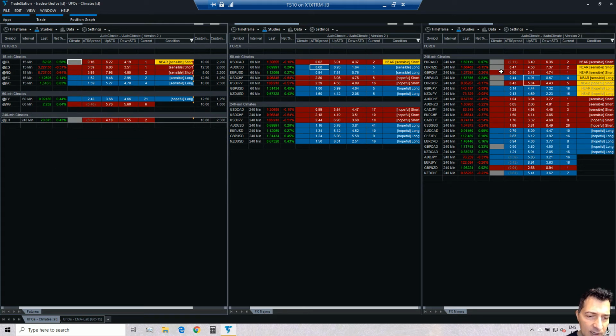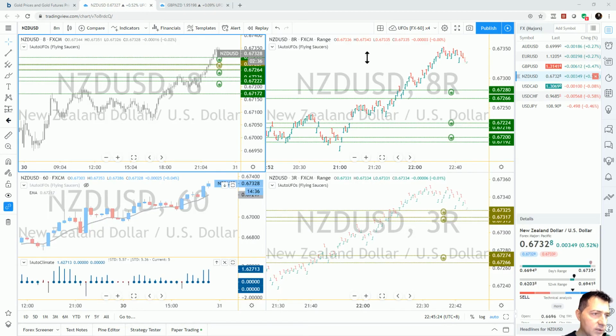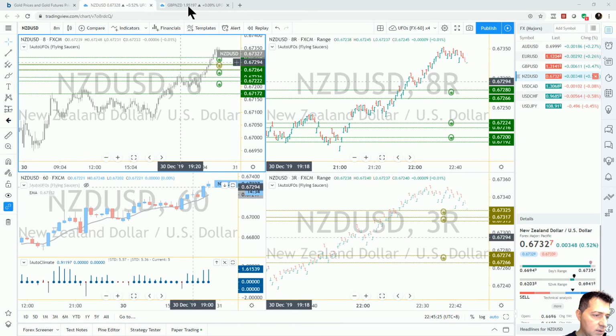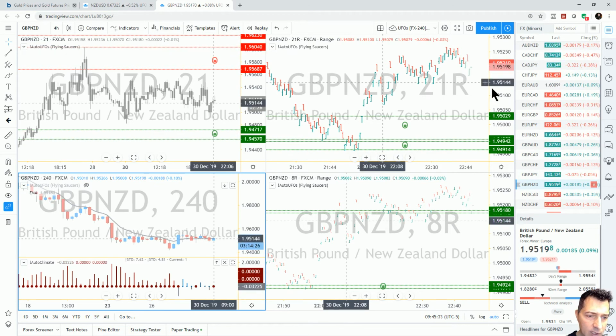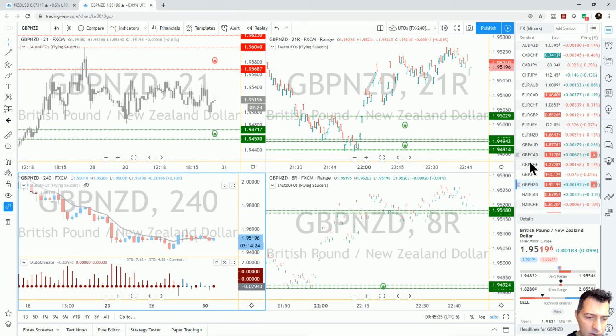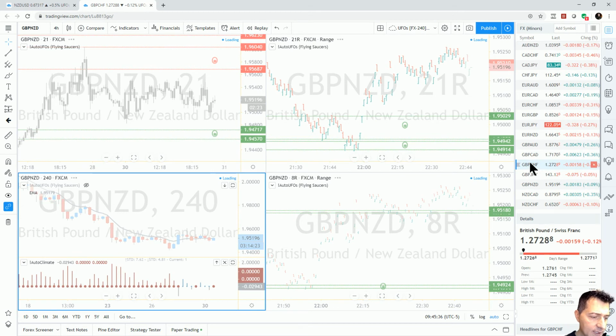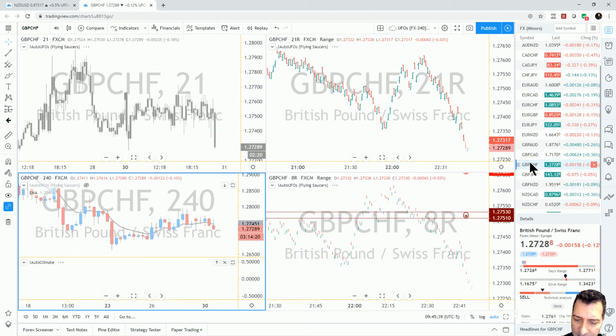GBP Swiss franc just flashed here on the right with a near sensible short. Okay, so let's go take a look at the pound Swissy. So pound Swissy, 4-hour time frame. Okay, so pound Swissy, 4-hour time frame. Let's see what we've got.